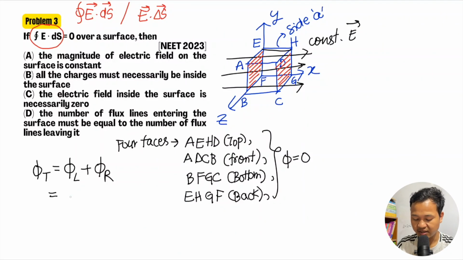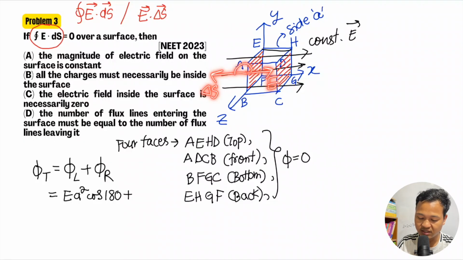Flux is electric field into area. Electric field is E. So E into area, which is A square, into cos 180 for the left face. Here electric field is this one, and this is the area vector. Angle between them is 180. For the right face, E into A square into cos 0 degree.